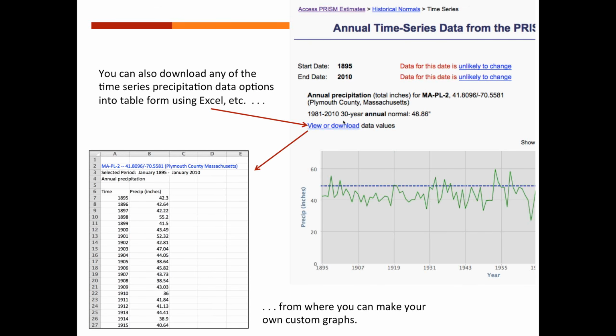So let's go to the next slide. There's also a button on here where you can click. It says view or download the data values. You can do this for any of these time series, and it exports it into table form using Excel, and there you go. Follow the arrow there. I just used a portion of this, but there's your year and the amount, and then from there you can use the features in your program and make your own custom graphs, very valuable for extracting the data. A lot of stuff you can do with this.